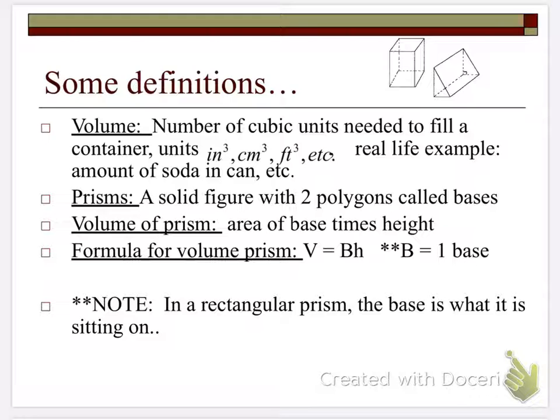Prisms are a solid figure with two polygons called bases. The volume of a prism is area of the base times height. So again, remember that the capital B means area of the base, and then times our height. And in a rectangular prism, the base is what it is sitting on. So that makes it easier for us to identify. The base is what it's sitting on.